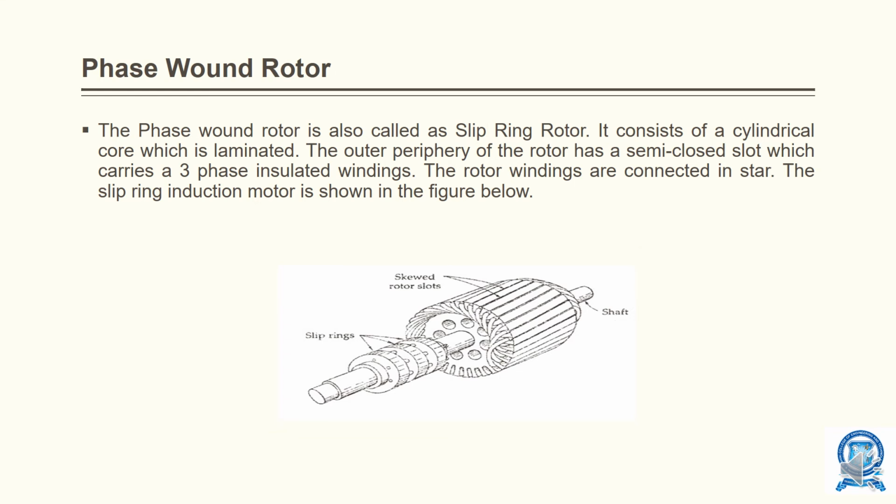Wound rotor. The wound rotor is also called a slip ring rotor. It consists of cylindrical core which is laminated. The outer periphery of rotor has a semi-closed slot which carries three-phase insulated winding. The rotor windings are connected in star. The slip ring induction motor diagram has been represented here. You can see the slip rings and skewed rotor slots. Again the skewing is for the same reason: in order to reduce the noise and hunting effect, we go for skewing of a rotor.